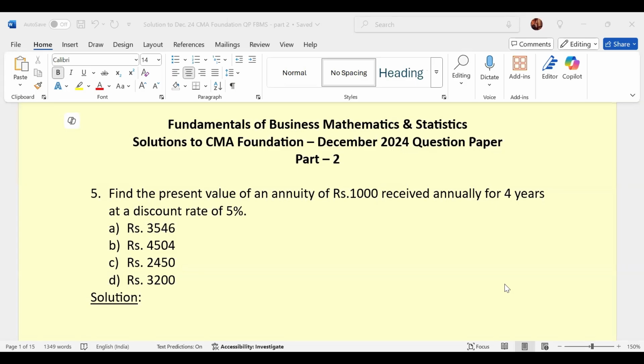This is in continuation to solving of CMA Foundation December 24 question paper of Business Mathematics and Statistics. This is part 2, question number 5.